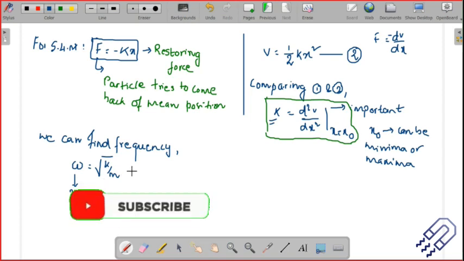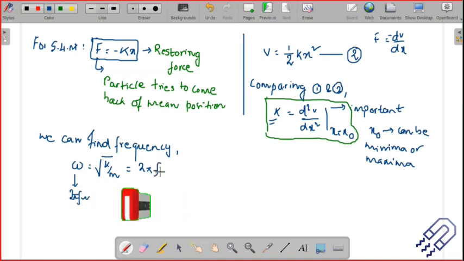That's it. You can also find the time period, because omega is 2 pi f, or it may be written as 2 pi divided by T. So you can find the time period also. Whatever quantity is asked in a question, you can easily find it out.